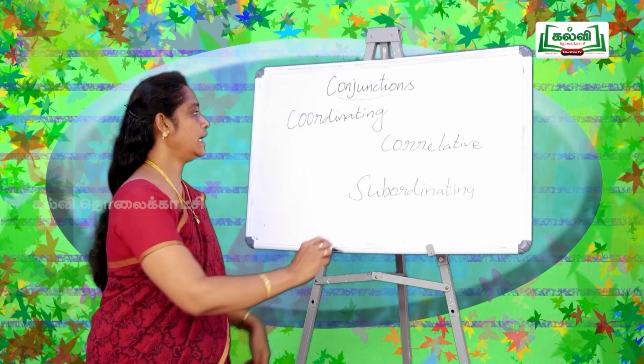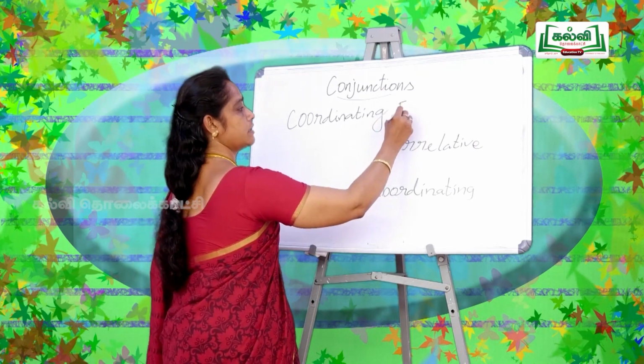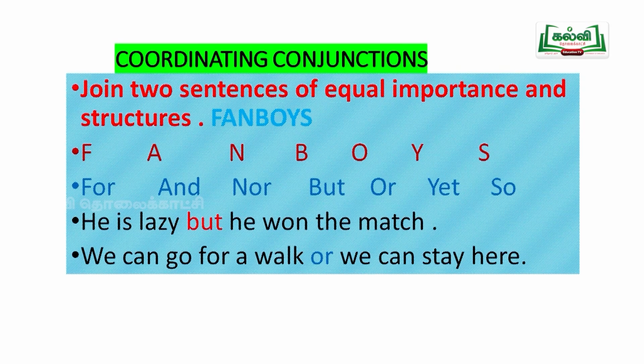So the coordinating conjunctions are called FANBOYS. What is FANBOYS? F stands for for, A stands for and, N stands for nor, B stands for but, O stands for or, Y stands for yet, and S stands for so.